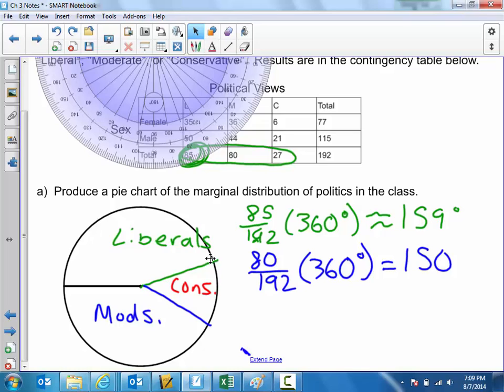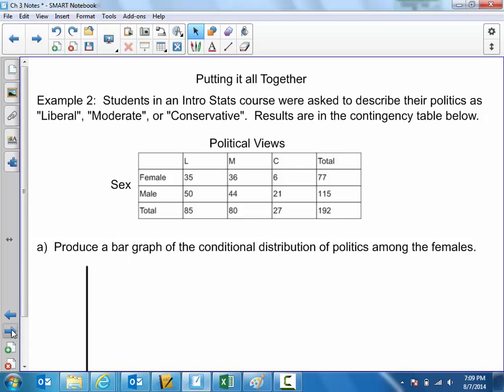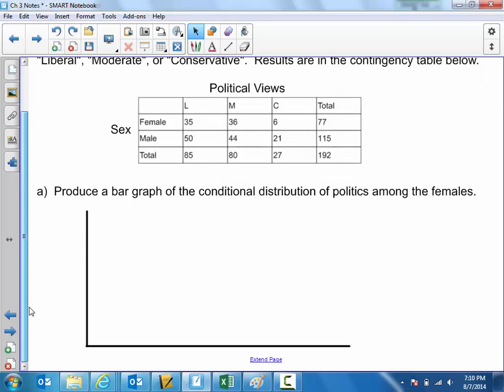Hopefully you got this, or at least a piece of this, from when I was talking about the area principle. When you make a display in this class, make sure that you're trying to be as accurate as you can. Again, it really does matter on the AP exam.